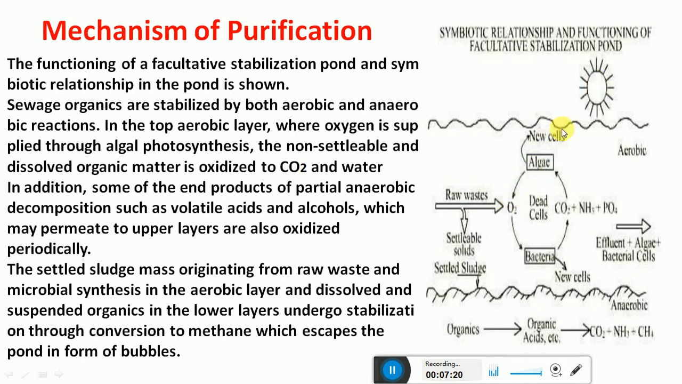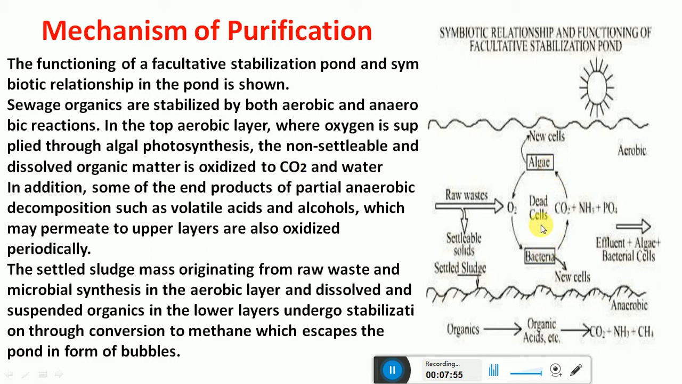So this relationship we call a symbiotic relationship. It means these two processes go hand in hand. That is, the bacteria will depend on algae, and the algae will depend on bacteria for carbon dioxide. The bacteria will depend upon oxygen, in presence of oxygen, to degrade the organic matter. So that's why it is called a symbiotic relationship, and this oxidation pond works on this principle of the symbiotic relationship between algae and bacteria.